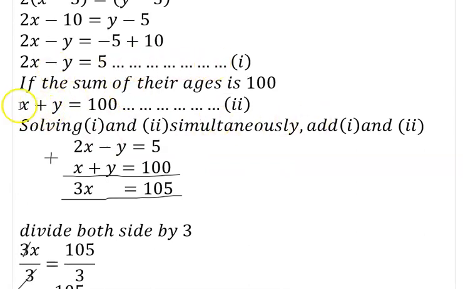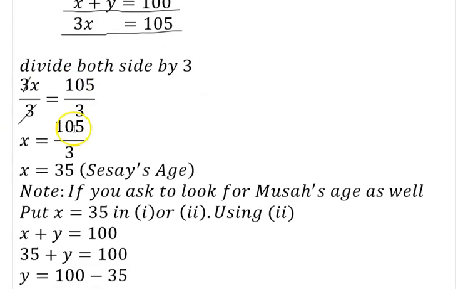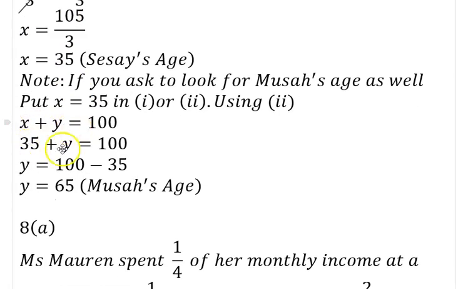Since we know Sese's age, which is 35, we just put 35 here. 35 plus y equals 100. Look at it. That's what we've done. Just make y the subject of the formula. Because if 35 crosses the equality sign, it changes to minus, so we have 100 minus 35, which is 65. That is Musa's age. But this question is only asking for Sese's age. We've taken our time to go further in case you are asked to look for Musa's age.